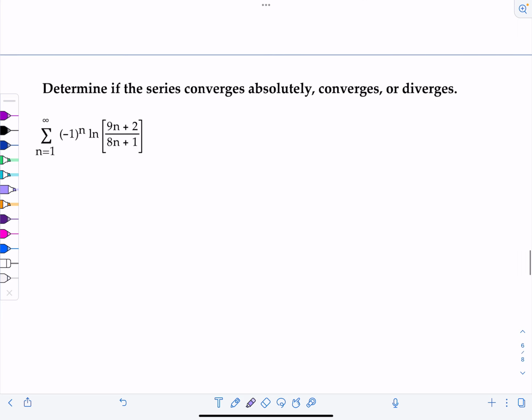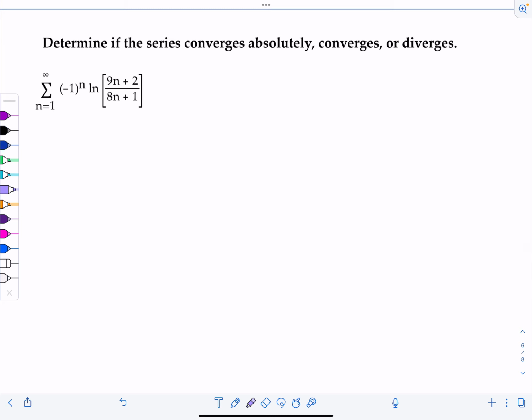Fabulous. See? Quick and easy. Determine if the series converges absolutely, converges, or diverges. So this one I wanted to do to show you that when you get a little more experience, you don't have to necessarily go through all the steps.